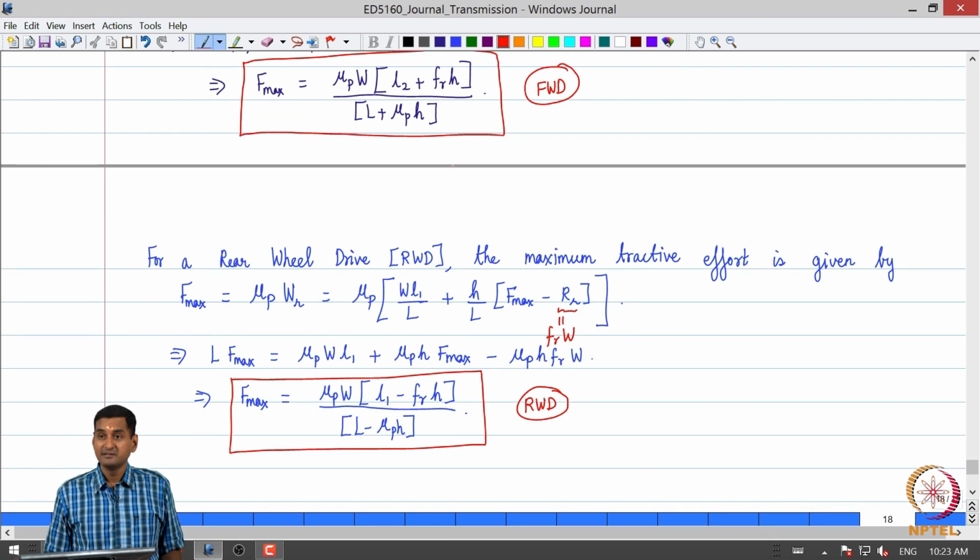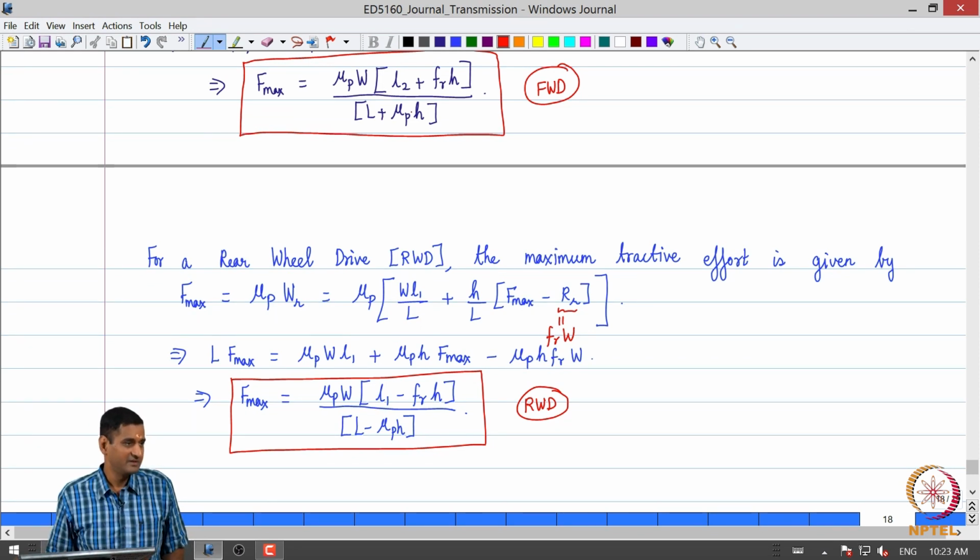And please remember, this amount of dynamic load transfer also depends on H in addition to mu p, right, if you look at the denominator. So, the lower the value of H, the lower the effect of dynamic load transfer is going to be, okay. So, that is something which we need to observe also.